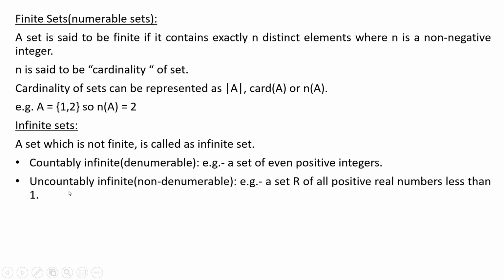Another kind is the uncountably infinite set, which is also called a non-denumerable set. For example, the set capital R of all positive real numbers less than 1. All positive real numbers less than 1 are infinite and not countable. So this is a set which is uncountably infinite.